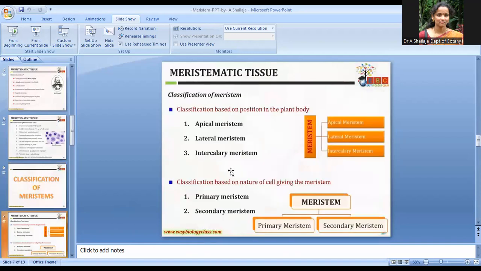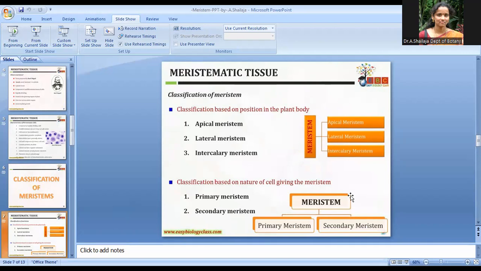See here, classification based on position. It is very important: the types of meristem, the classification types. Based on the position in the plant body, there are three types. Position means place. They are the apical meristem, lateral meristem, and intercalary meristem.